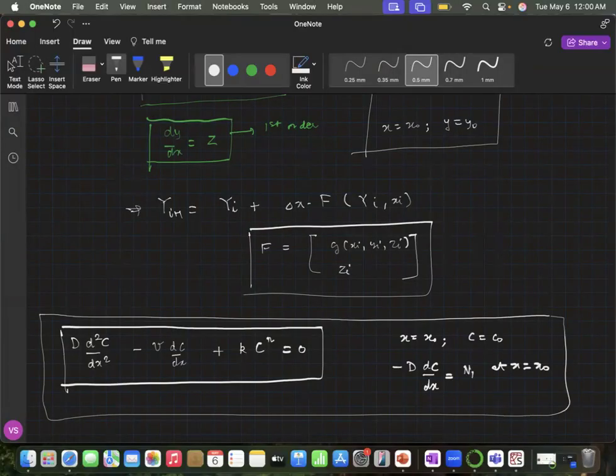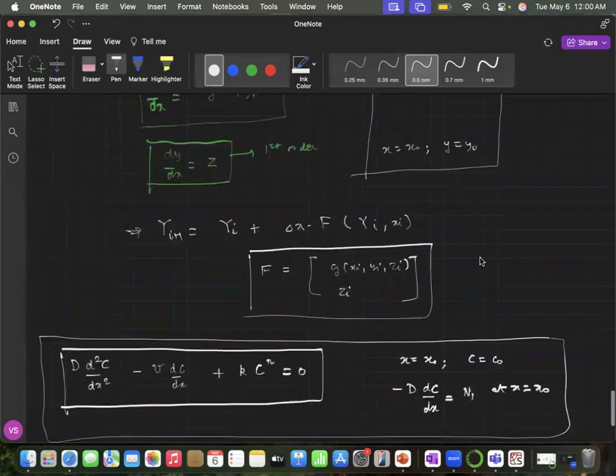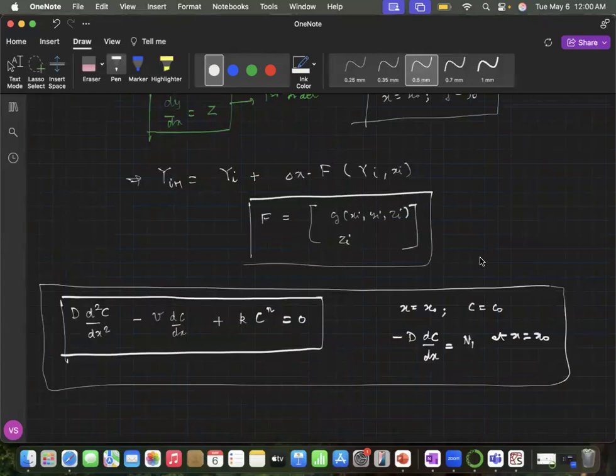So I would recommend you all to try to at least set up this problem the way we've done in this section. And then we would try to solve many such problems using Python. So that would be all for today. Thank you.